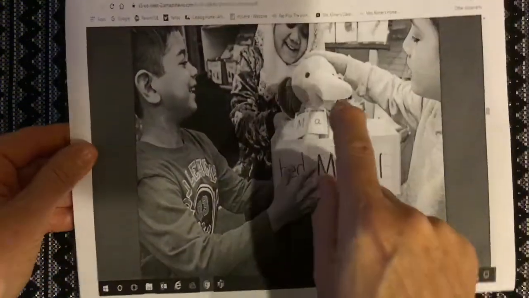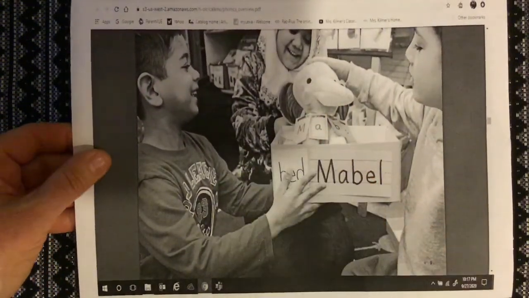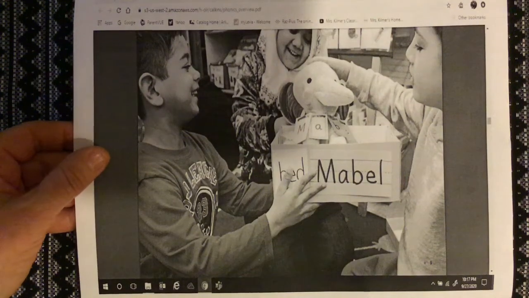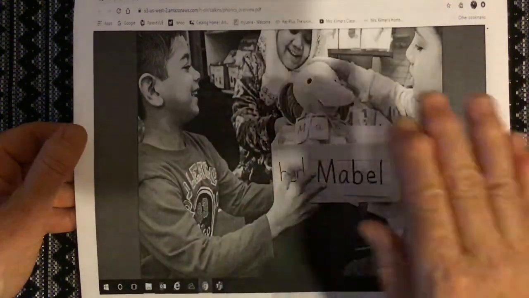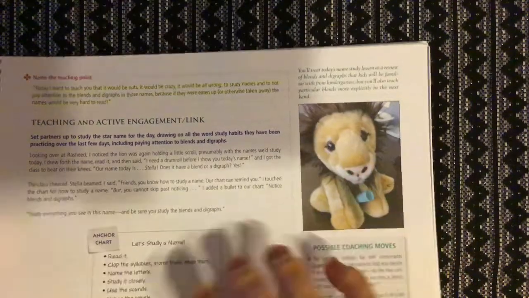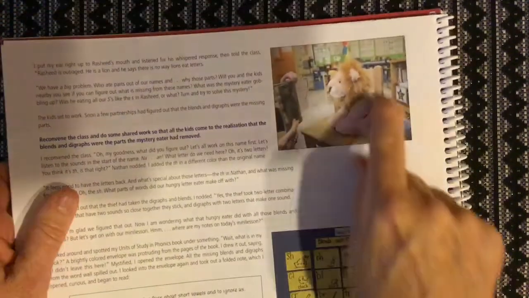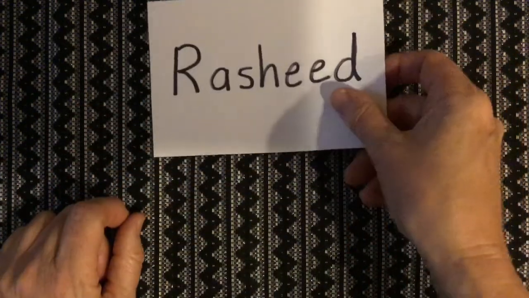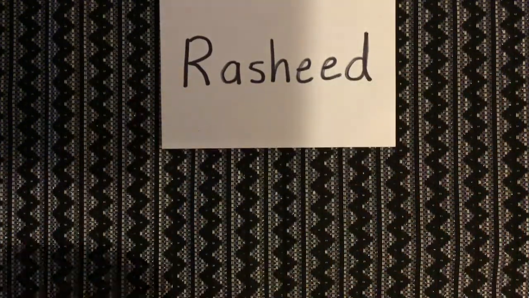Well, I reminded you about how in kindergarten you had Mabel the elephant, who was kind of like your class pet, your mascot, to encourage you and help you as you were learning to study words. And in first grade, we have Rashid the lion. And again, I'm sorry, I still don't have Rashid from my classroom, but we're still going to use his name to study. So I'm going to put his name up here, and let's remember what we need to do.